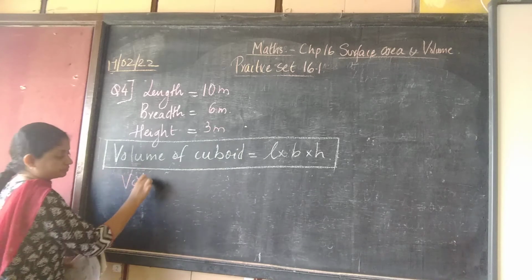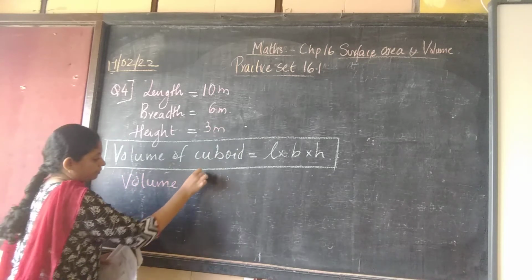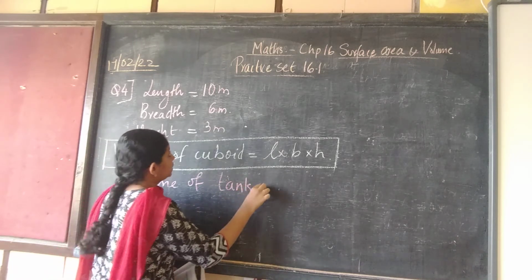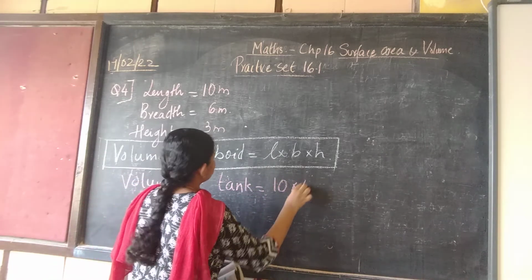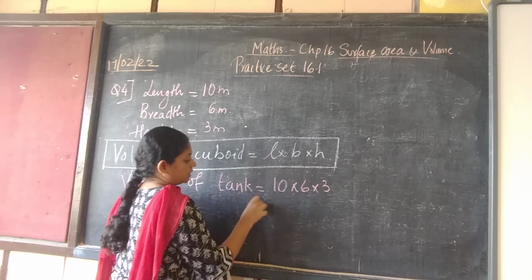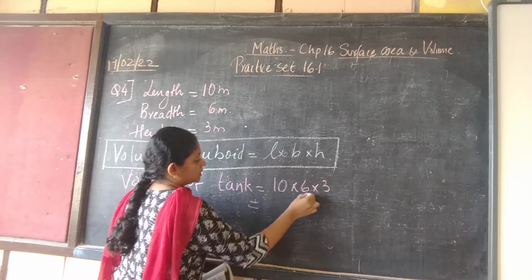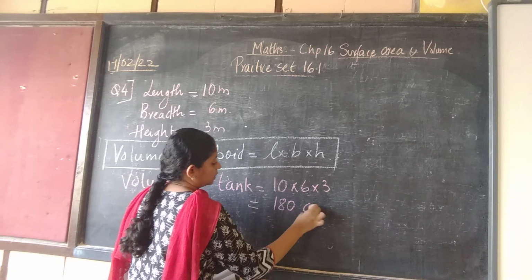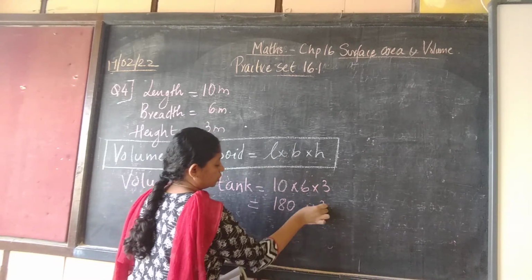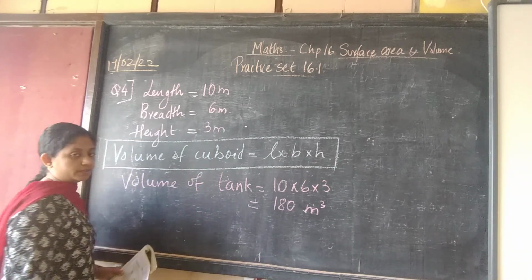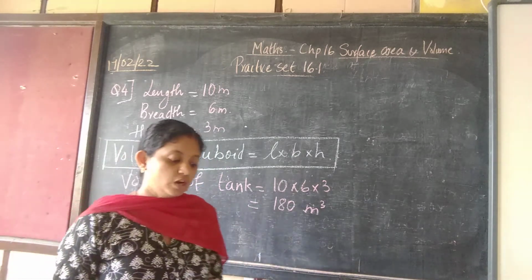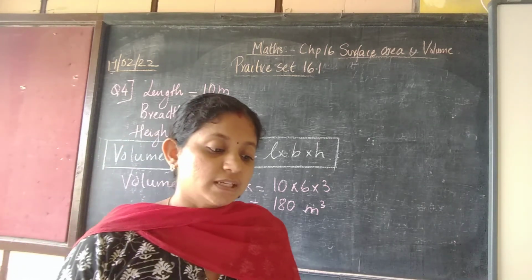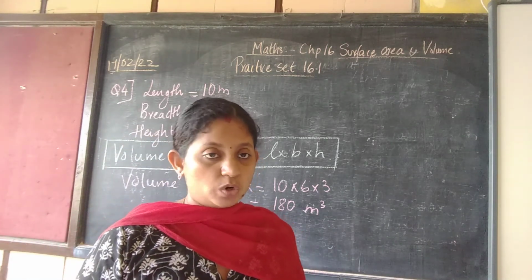So volume of tank is equal to 10 into 6 into 3. That is nothing but 6 3s are 18, so 180 cubic meter. Now we got the capacity of the tank as 180 meter cube. Now what is asked? How many liters of water can it hold?